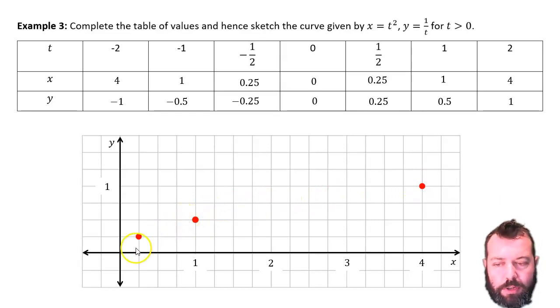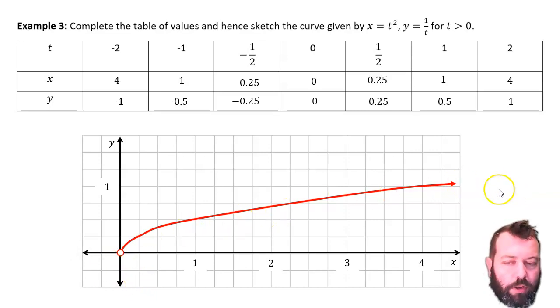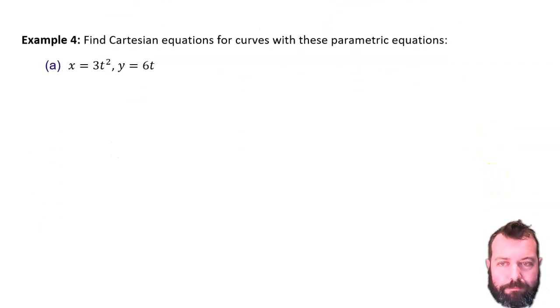I've got those 3 points, and I know it passes down here as well. We want strictly greater than, so I want an open circle there at the origin. And there's my curve through those. That happens to be a parabola, concave right.